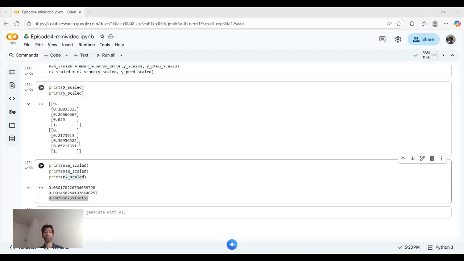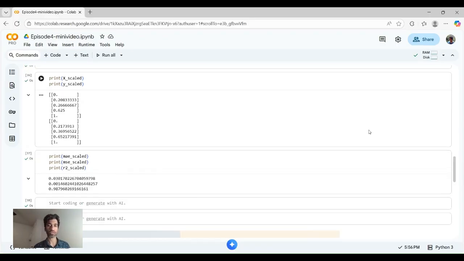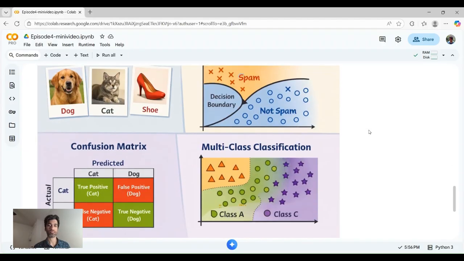Next time someone builds a model, don't just look at the predictions, check how well it's actually performing. In episode 5, we will start with the actual classification of how machine understands between a yes and a no, spam and not spam, or cat versus dog, like this.